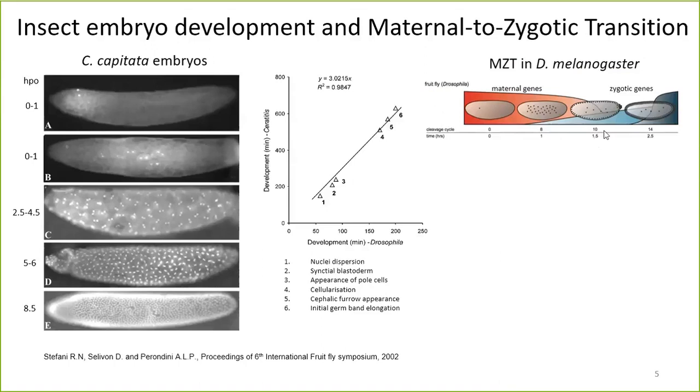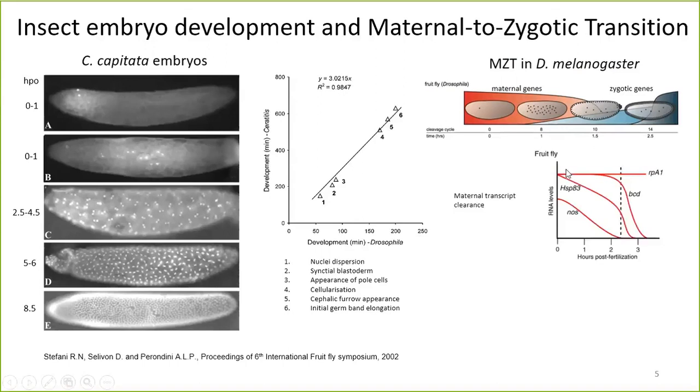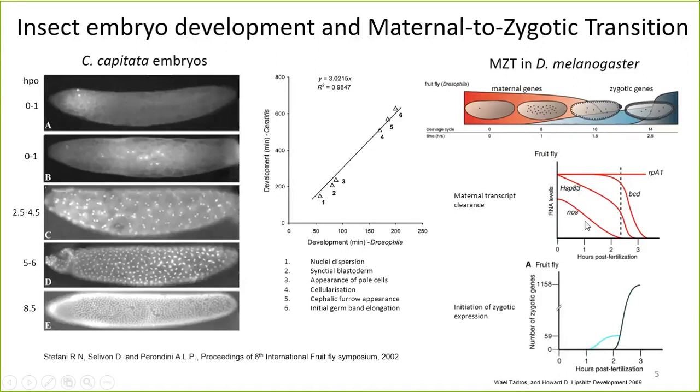And here there are some genes that were followed that are known to be maternally supplied. You can see the RNA levels of these genes, the ribosomal protein, and these other genes, nanos, HSP, and bicoid: by about 2 hours, their transcript levels have gone down. And if you compare that to the number of zygotic genes, you can see that by about the first 1 hour after fertilization or oviposition, you see a small wave of genome activation, but the main wave of activation starts at around 2 hours post fertilization. That's when you start to see the zygotic genes coming up.